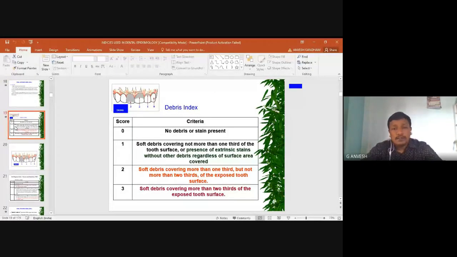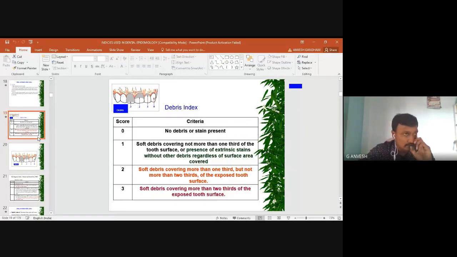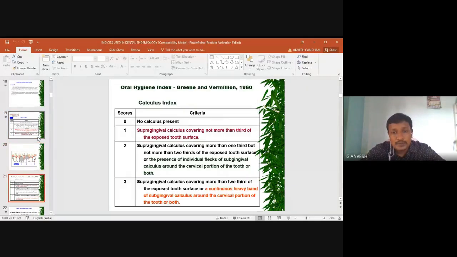So I think you have understood the scoring criteria, right? And the examination sites, we have 0, 1, 2, and 3. So this is at the gingival third, okay, and this is above one third and not extending beyond two third, and this is almost extending above your two third and almost near to your incisal and exposed tooth surfaces. Okay. Right. So the same will be followed for your calculus index also.